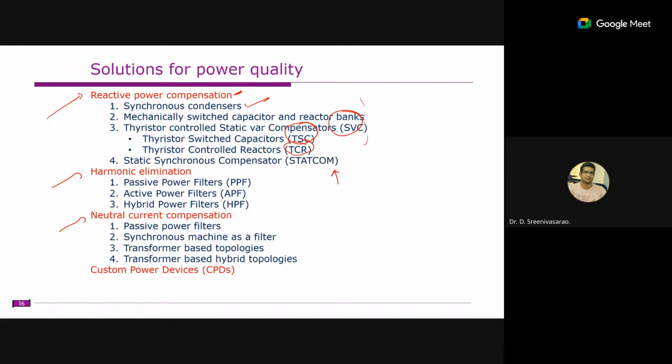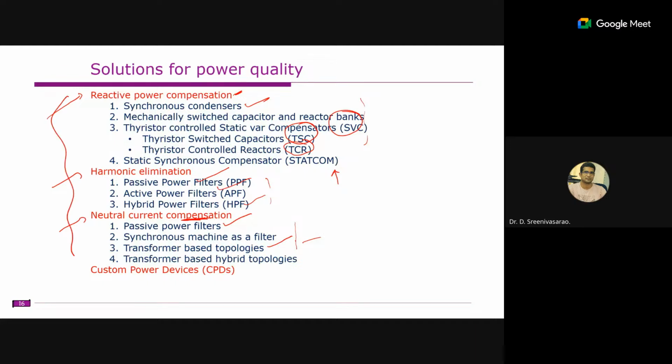compensate the reactive power. For harmonic elimination, we have some solutions like active power filters or passive power filters, and combining these two, which is known as the hybrid power filters. These are the solutions that are used. And in case of neutral current compensation, they normally use the passive power filters or transformers like zigzag transformers or some transformer with converters. They combine these things to compensate the neutral current.